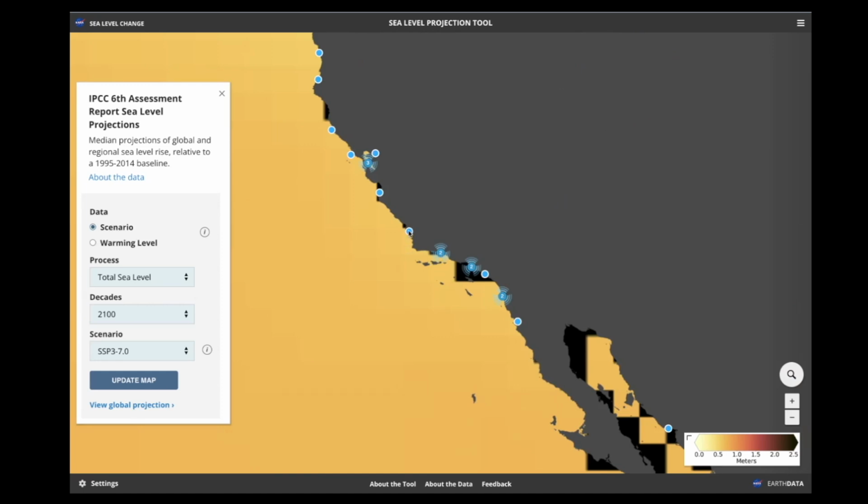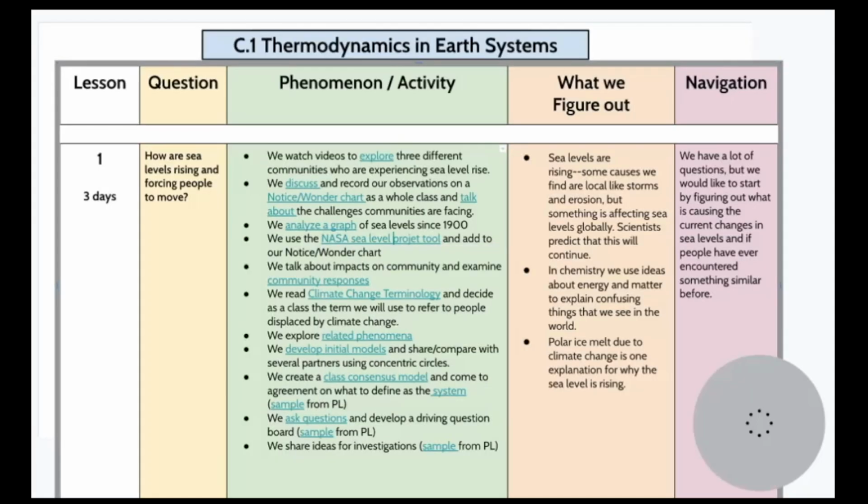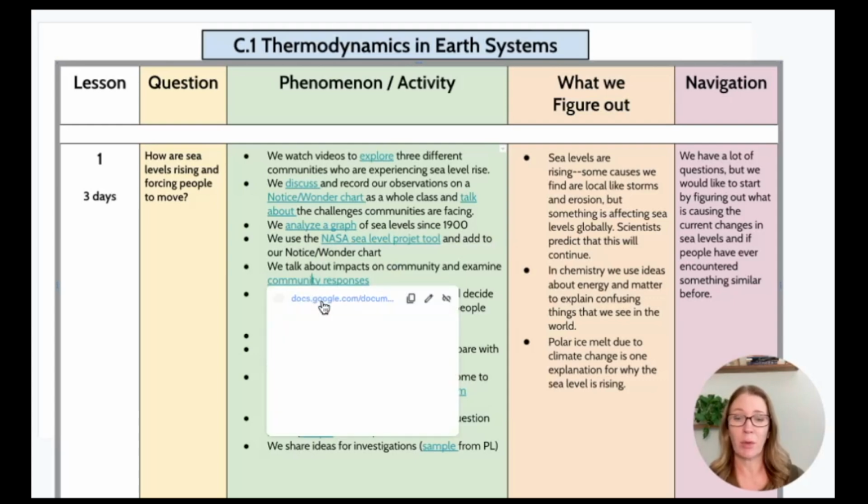I'm just going to click on this one right here, which is Port San Luis. You can see that in the year 2100, it's going to be 0.52 meters above current sea level. That's how much it'll rise. You can make adjustments over here, but this is a fun tool to just see how sea level rise is going to affect communities around the globe. And then we talk about the impacts on community and examine community responses.